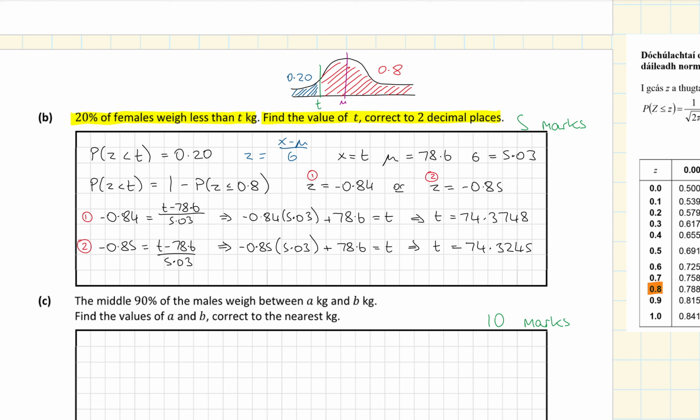Okay, so our answer then correct to 2 decimal places. At the end for t, you can pick either solution, or what we can do is add them together. 74.3748 plus 74.3245 and divide by 2, and we'll get 74.35 kilograms then, because it's weight. Okay, that's that question for 5 marks. So a little bit more awkward approach, but again, once you drew your sketch, it wasn't too bad to answer.